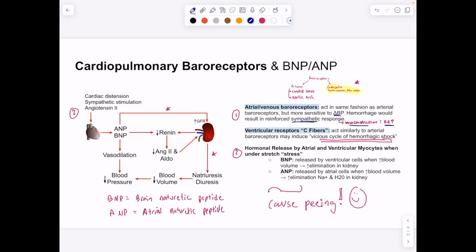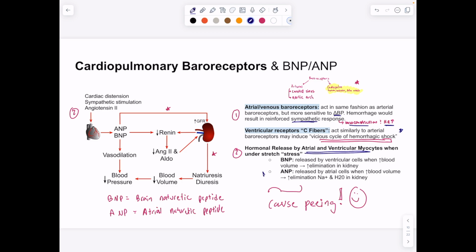The ventricular receptors, aka C fibers, will do the same thing, but they can induce something called the vicious cycle of hemorrhagic shock, which we'll get to in a second. And then also, changes in blood pressure will be felt by the atrial and ventricular myocytes because they will get stretched, right? They're making up the walls of the ventricles of the heart and the atrium of the heart.